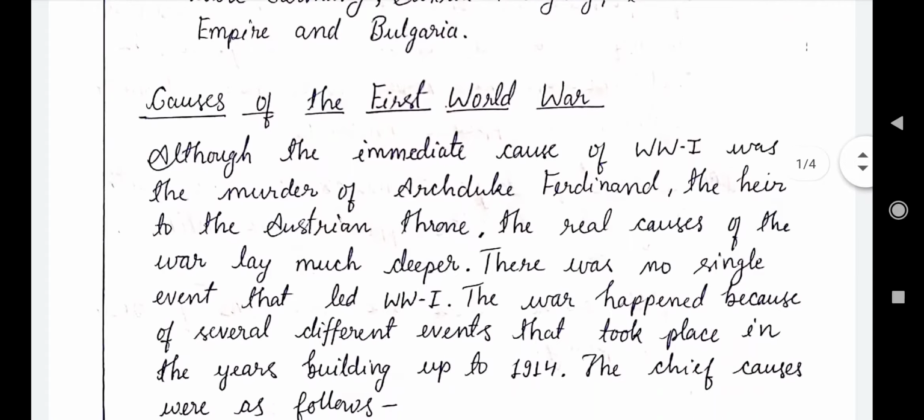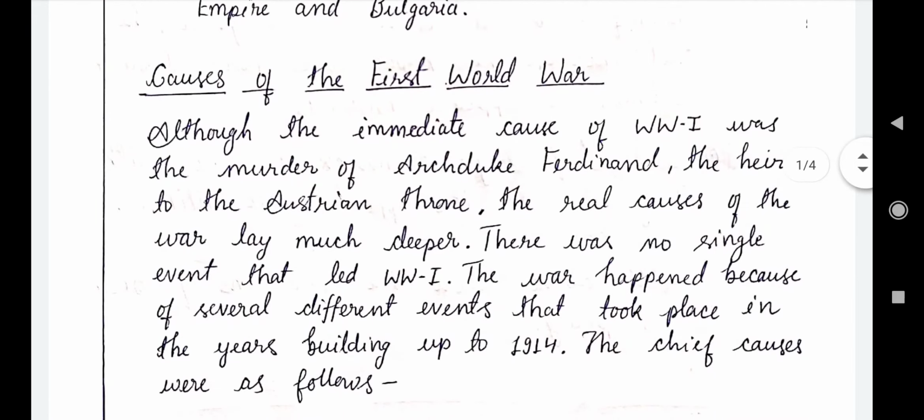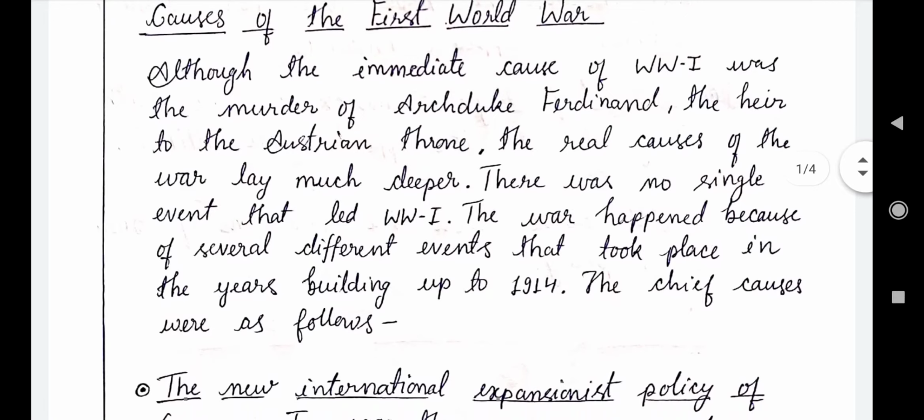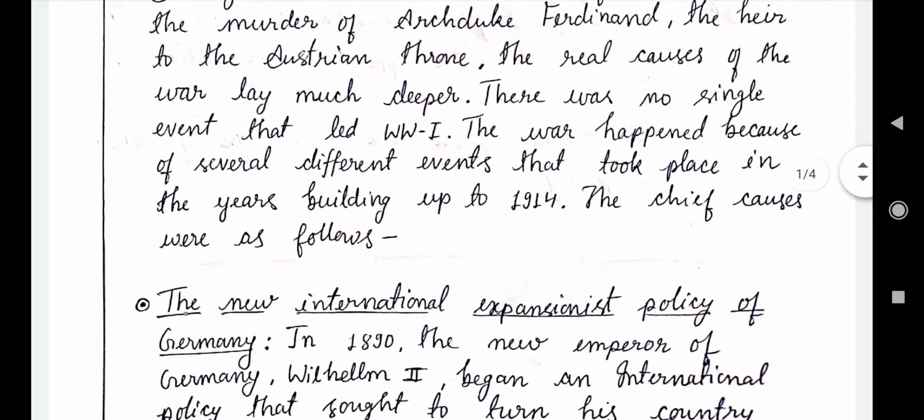Although the immediate cause of World War I was the murder of Archduke Ferdinand, the heir to the Austrian throne, the real causes of the war lay much deeper. There was no single event that led to World War I. The war happened because of several different events that took place in the years building up to 1914. The chief causes were as follows.